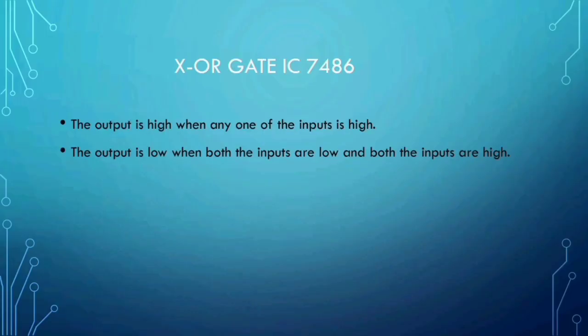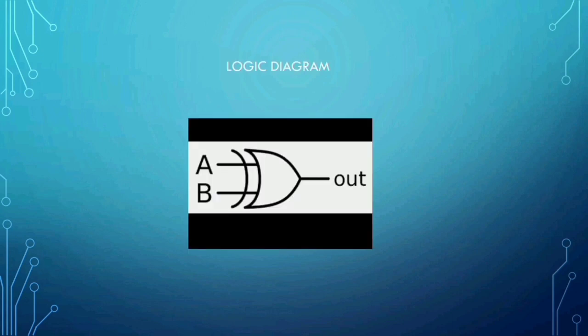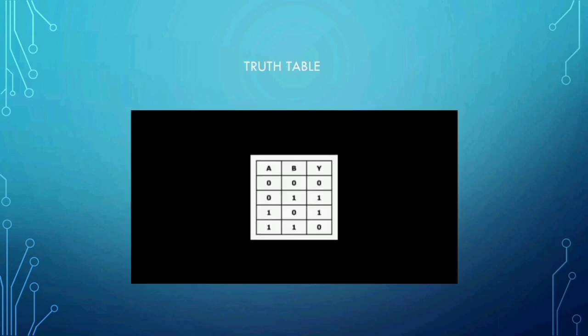XOR gate IC7486. The output is high when any one of the inputs is high. The output is low when both the inputs are low or both the inputs are high. Formula for XOR gate. Logic diagram for XOR gate. Here we have A and B as two inputs and we'll get one output. Truth table for XOR gate.